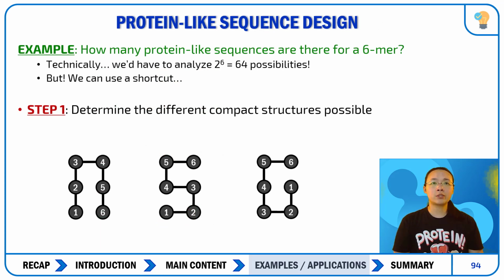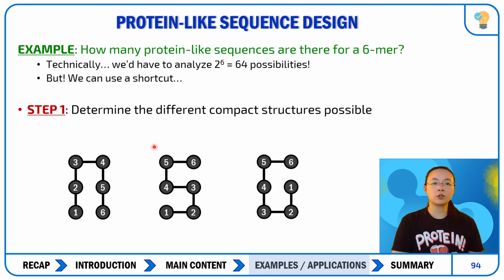So let's start together with some general steps. The question is, how many protein-like sequences are there for a 6-mer? If we really had to analyze all the possibilities, you'd have to draw 64 possibilities, which is way too time consuming. So we have to introduce a shortcut or a better way to do so.